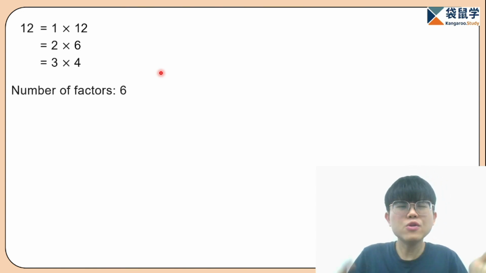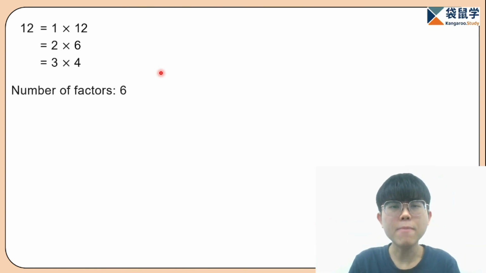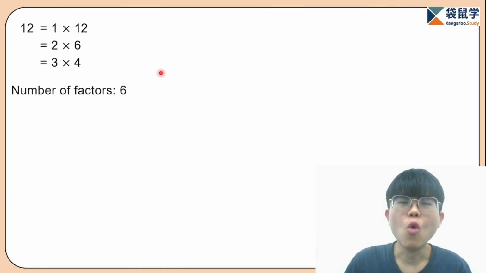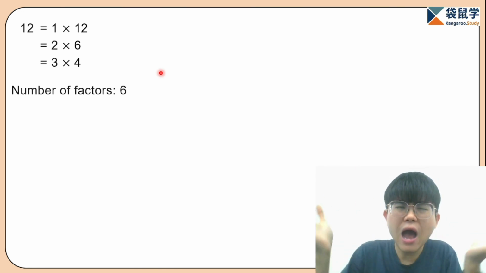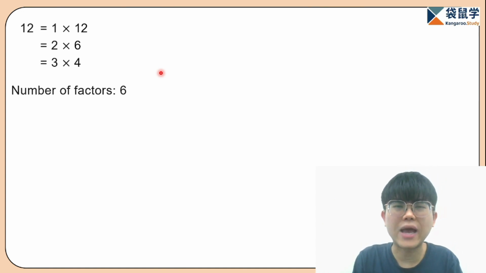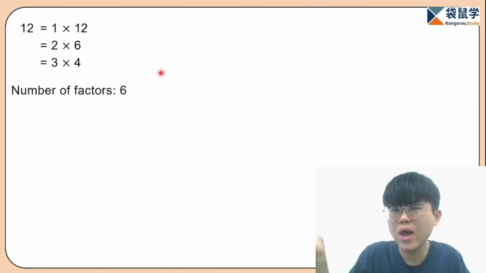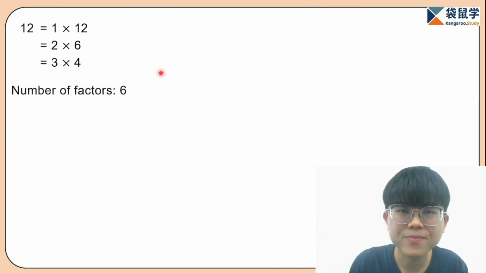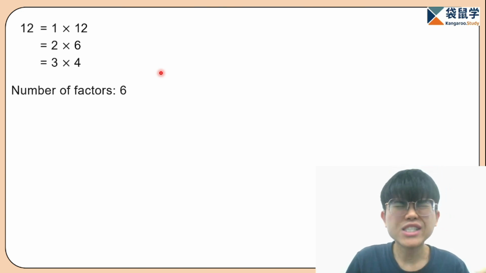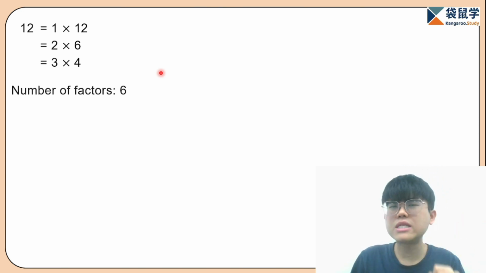But now, you see 12 is a very small number. It's easy for us to list out all of the factors. What if we have a big number? How do we list out all the factors here? Is there any way we can find out the number of factors? Alright everyone, before that, we need to see one thing.